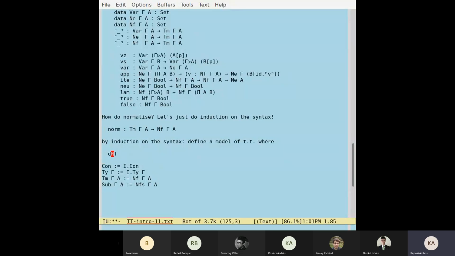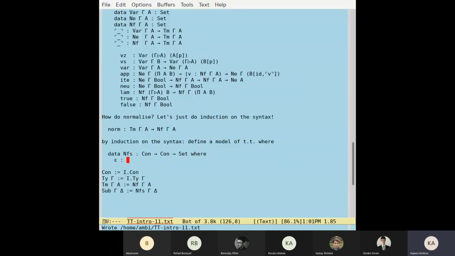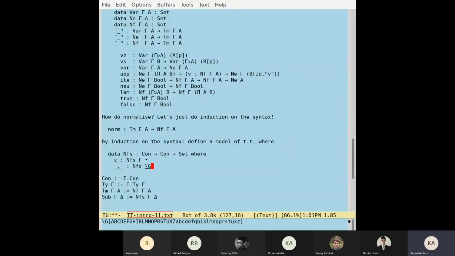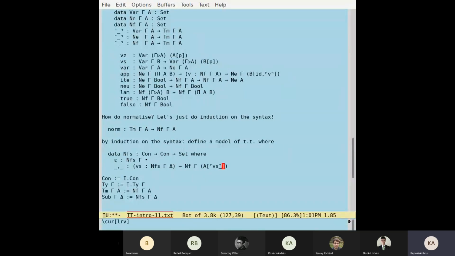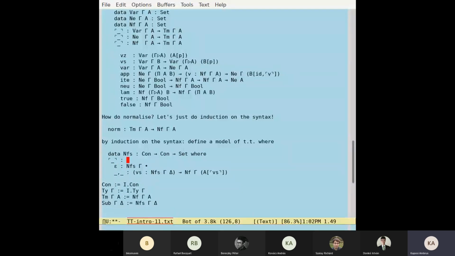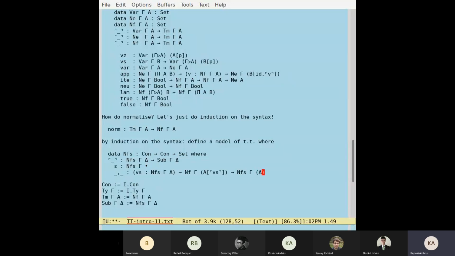Let's just define NFs again as an inductive type. Data NFs is on arrow set. Then we have the empty NFs, which is in the empty context, and then if we have normal forms from gamma to delta, call them V's, we can extend it with a normal form. If we have a normal form which is substituted by the image of V's, and again we need to define this at the same time, right? Substitutions from delta, then we get NFs from gamma to delta extended by A.